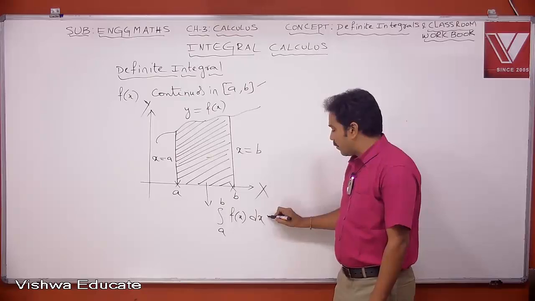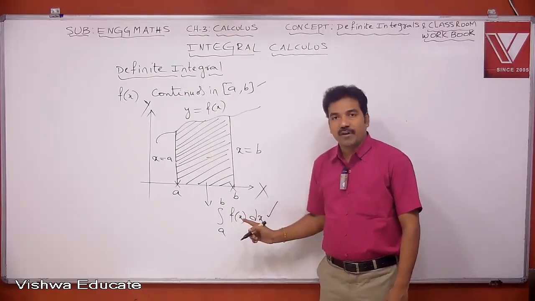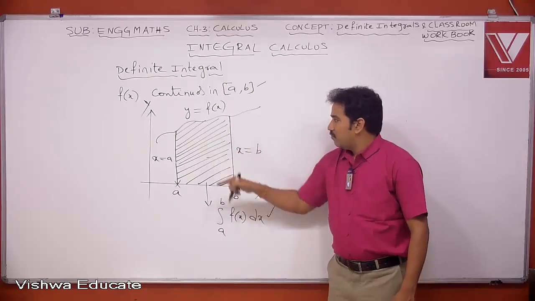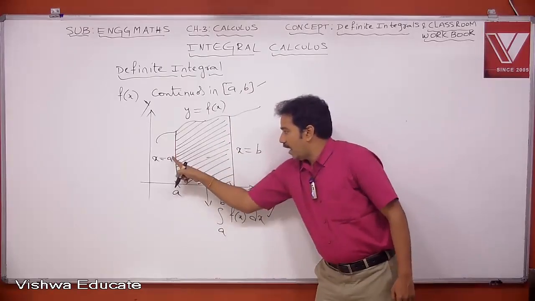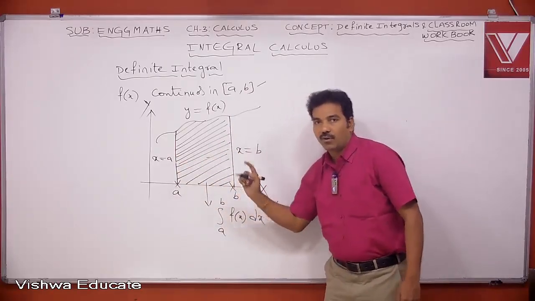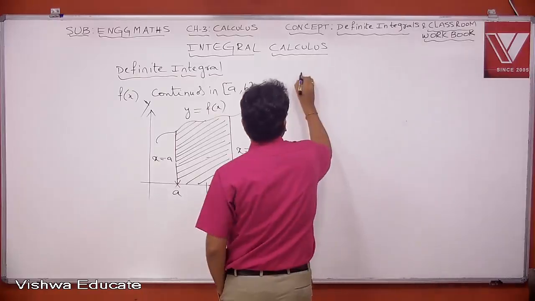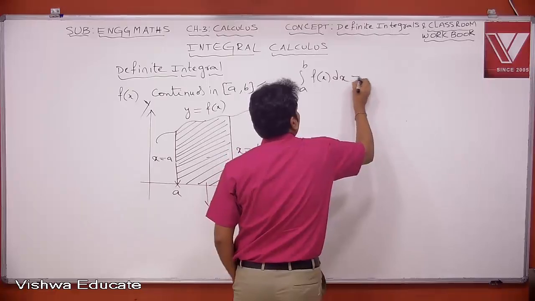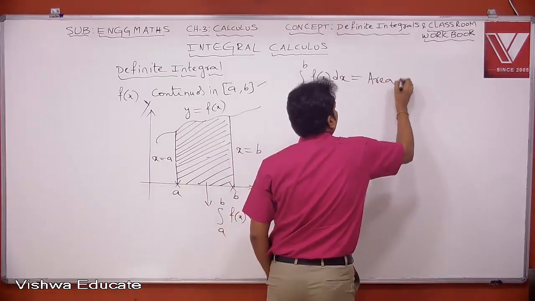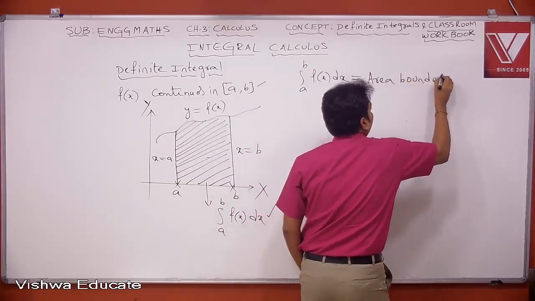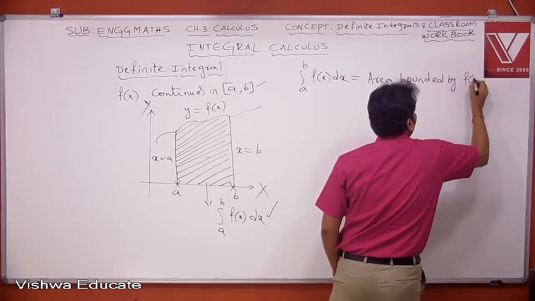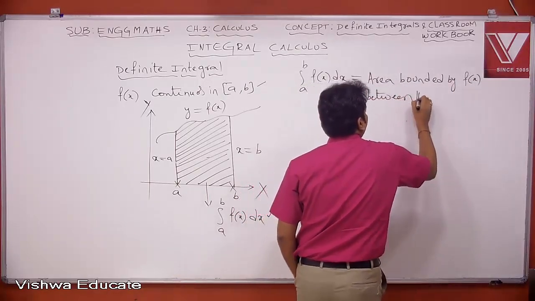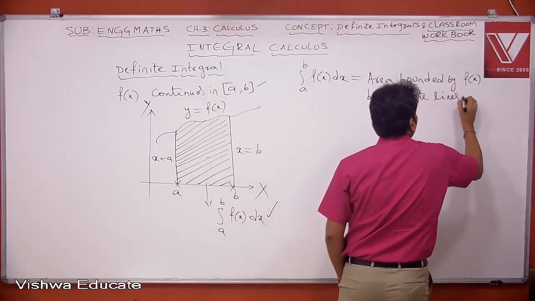So what it represents geometrically, it gives a finite value. That value is nothing but area bounded by f of x between the lines x equal to a and x equal to b. Therefore, this integral a to b f of x dx is nothing but area bounded by f of x between the lines x equal to a and x equal to b.